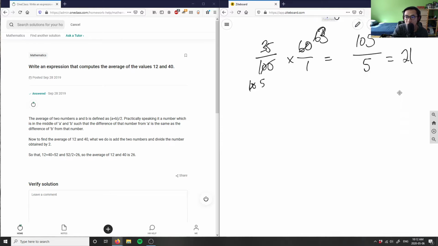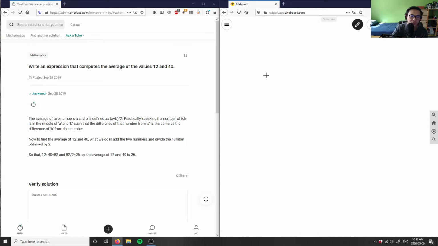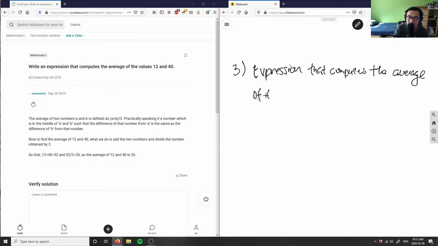All right, number 3 is asking, write an expression that computes the average of the values 12 and 40 here. So I want an expression that computes the average of the values 12 and 40.